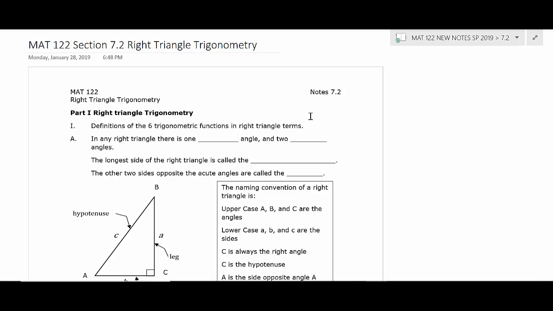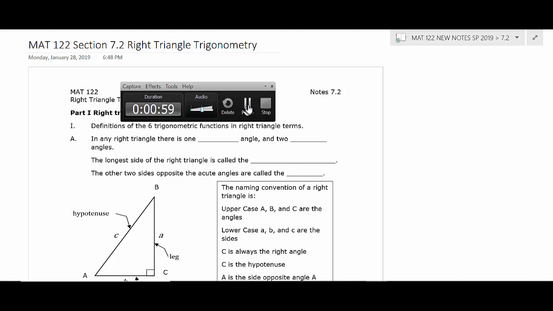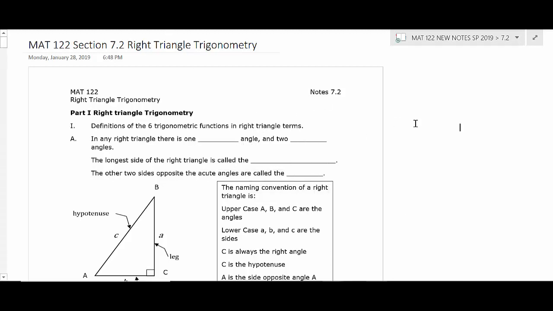Well, okay, students, today we are going to work on 7.2 in trigonometry. This is where we get into right triangle trigonometry. We'll start off like we do a lot of sections. We need to learn some terminology. A lot of this you've learned before, probably in high school geometry.